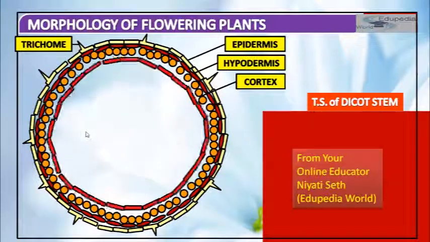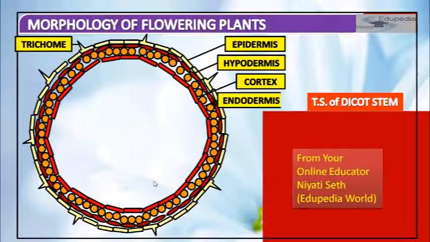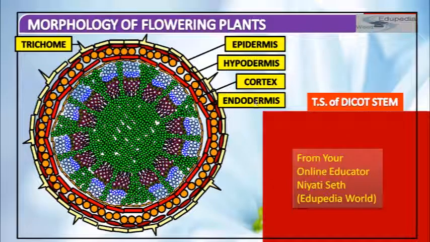Now comes the third layer, which is known as endodermis. Okay, so this is endodermis. It is the innermost layer of the cortex, which is represented by compactly arranged barrel-shaped cells without any intercellular spaces. The endodermis is wavy in appearance. Okay, can you see the waves? Yes, it is wavy in appearance. And the cells are richly deposited with starch grains, and hence the endodermis is commonly described as a starch sheath.